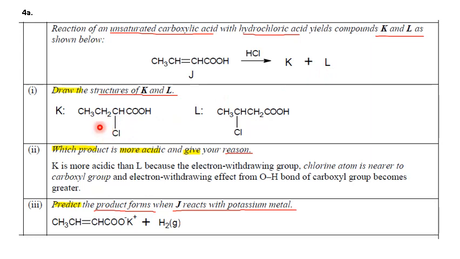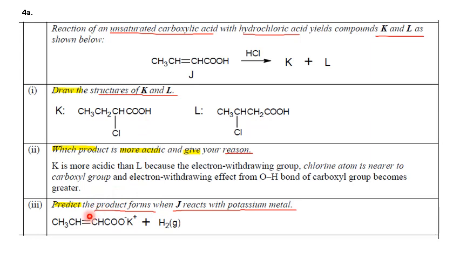So, and then draw the structures for K and L, no problem. Which product is more acidic? And give your reason. For sure K is more acidic, because the Cl is nearer to COOH. The distance affects the acidity. So K is more acidic than L because the electron withdrawing group chlorine atom is nearer. So the keyword is you must mention Cl is the electron withdrawing group. The second keyword you must mention is nearer to the carboxyl group. So the electron withdrawing effect on the OH bond of the carboxyl group becomes greater over here.